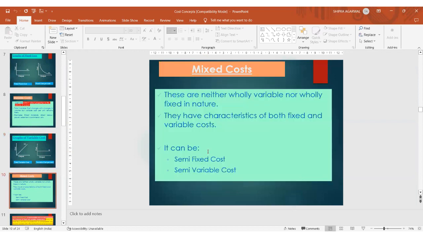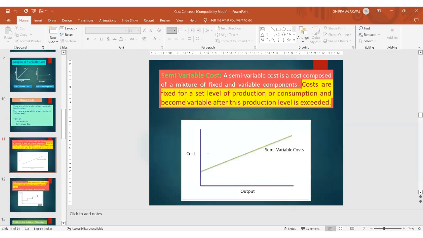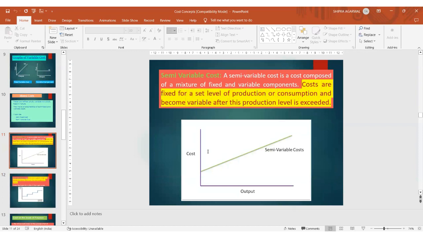Now, next is your mixed cost. When we talk about mixed cost, it means it is neither entirely variable nor entirely fixed in nature, right? So in this case, we say that it has characteristics of both your fixed as well as variable cost, right? So mixed cost can again be of two types. It can be semi-fixed cost or it can be semi-variable cost. Now let's see what is the difference between the two.